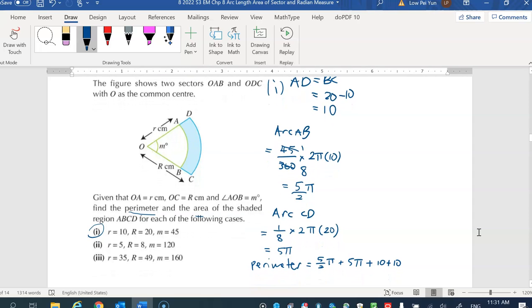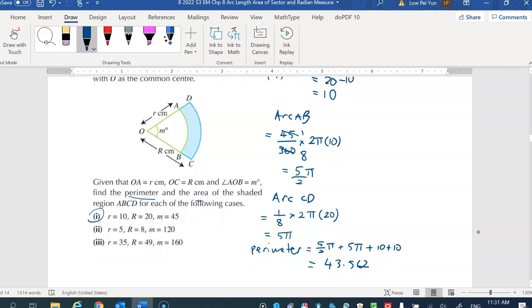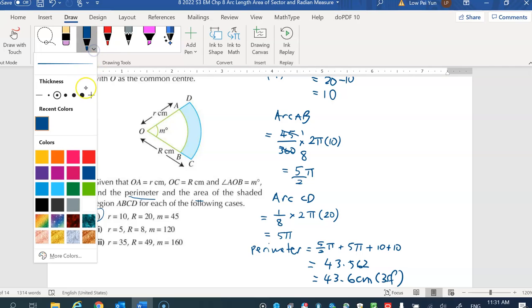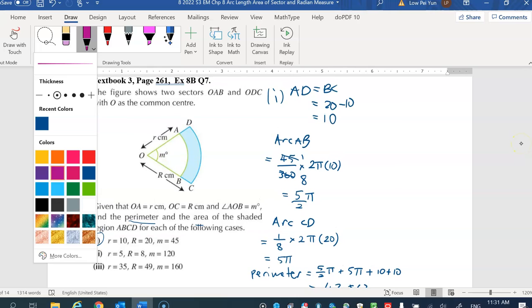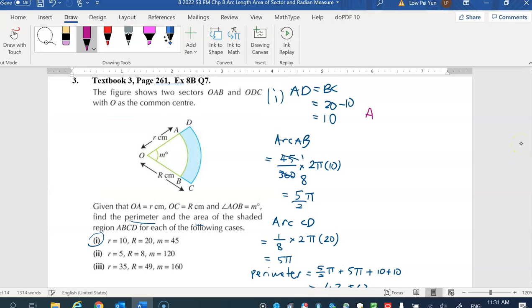I am going to press my calculator. I am going to get 43.562 to 5 significant figures, and rounding off to 3 significant figures, I get 43.6 cm perimeter. Now I look for the area. Let us now look for the area. Area for part 1: I just need to take the big sector minus the small sector. So it is big sector.